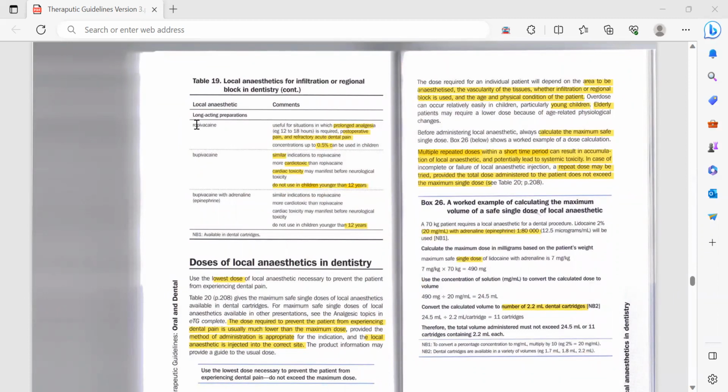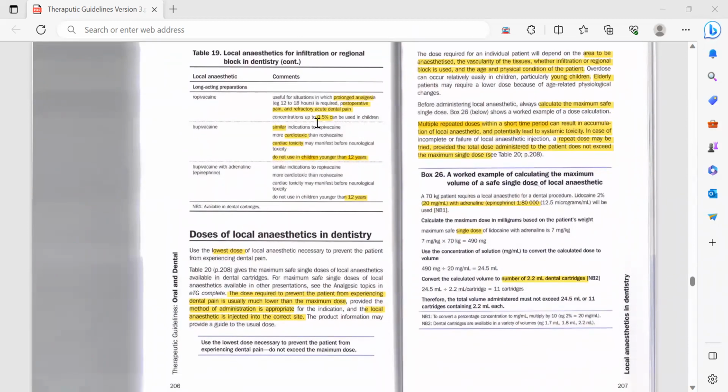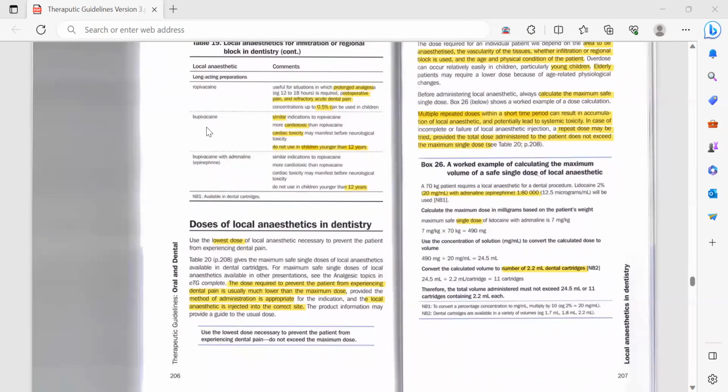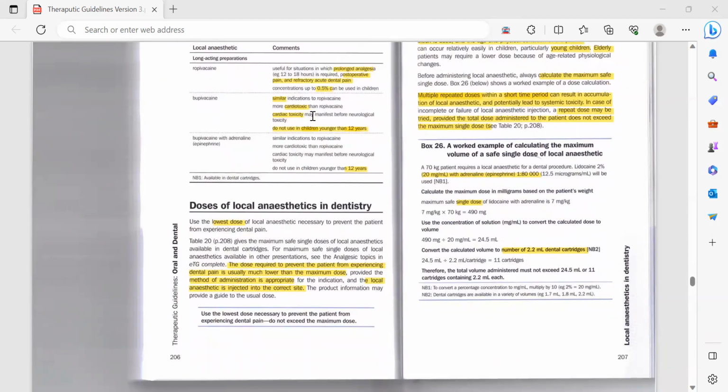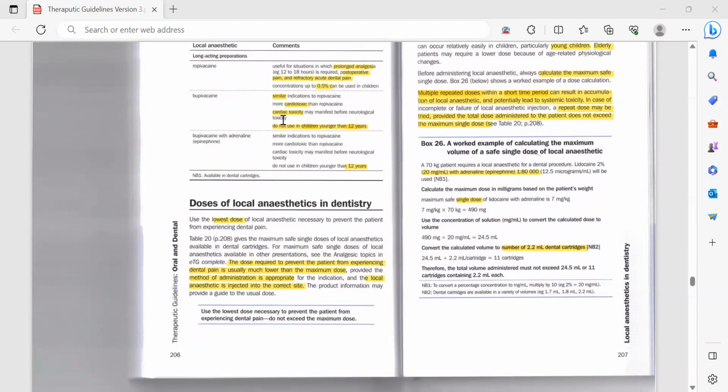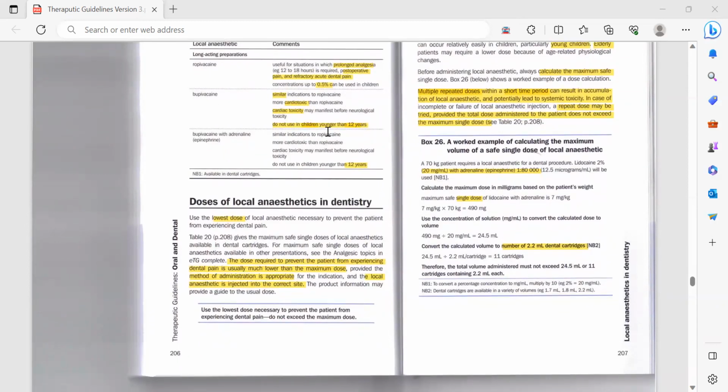These we do not really use, but still you need to know which are the ropivacaine and bupivacaine. These are generally required if prolonged analgesia is required, and/or for post-operative pain and refractory acute dental pain. Okay, and a concentration up to 0.5% can be used in children. And similar indication for bupivacaine, it is just more cardiotoxic than ropivacaine, and cardiac toxicity may manifest before neurological toxicity. And for bupivacaine, do not use in children younger than 12 years.